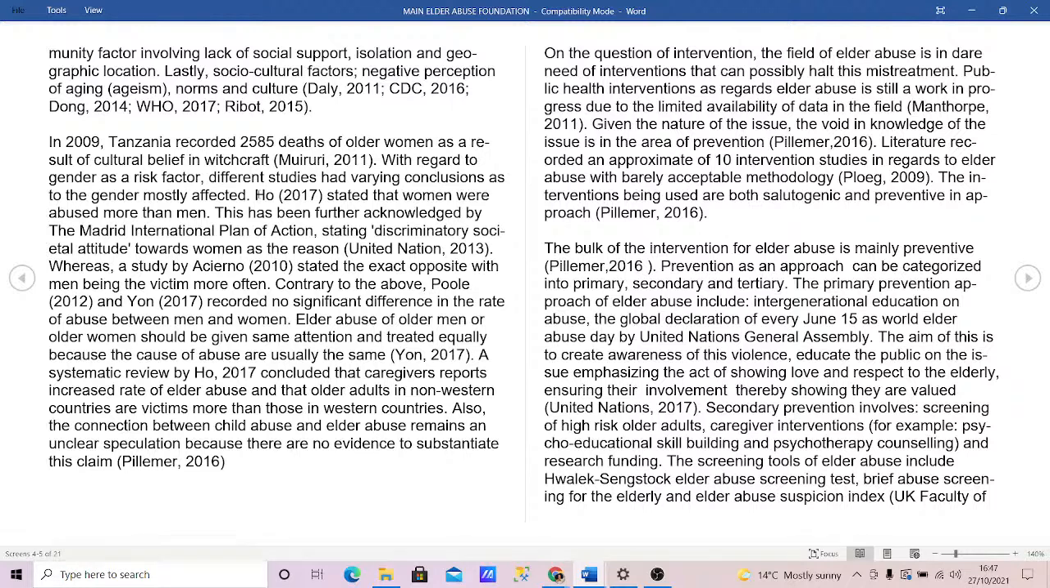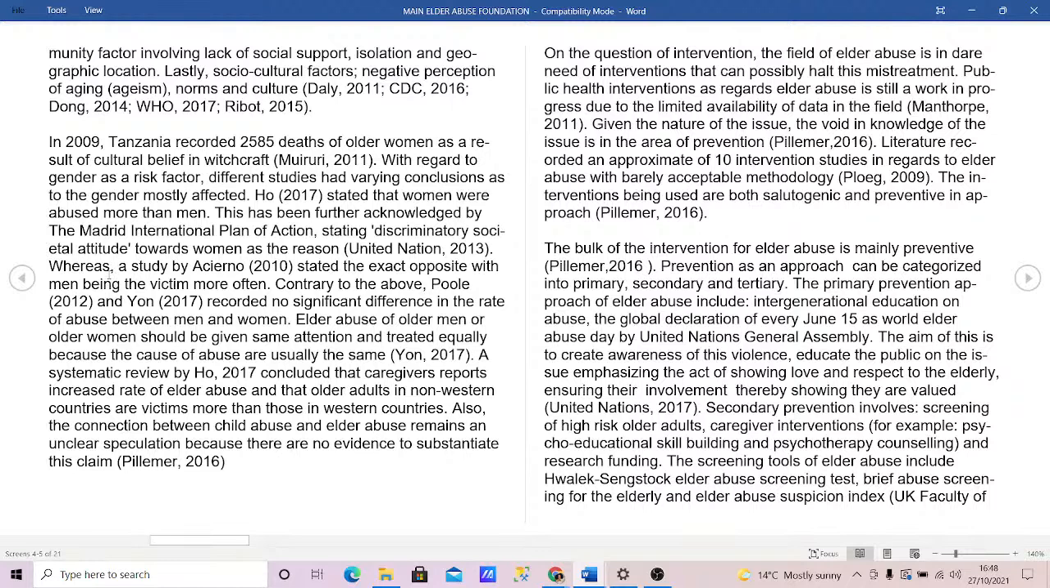So I will now go further to tell us what those conclusions are, putting them side by side to make them a form of analysis, right? To compare those studies analytically. Let me rephrase. So, Hall 2017 stated that women were more abused than men. This has been further acknowledged by the Madrid International Plan of Action. Are you seeing how this is playing out? Stating discriminatory societal attitude towards women as the reason.